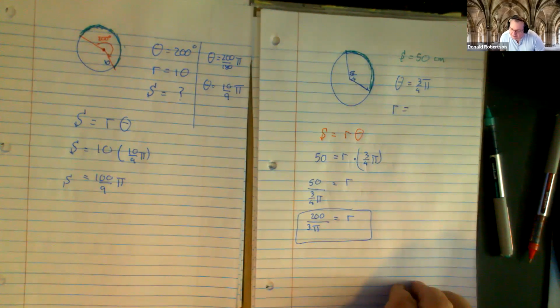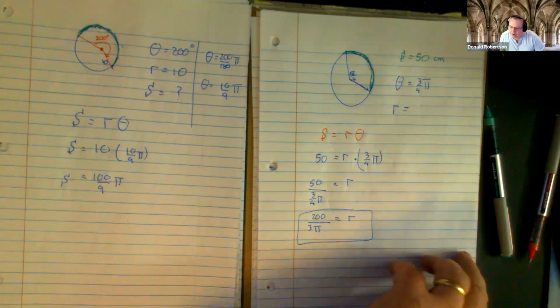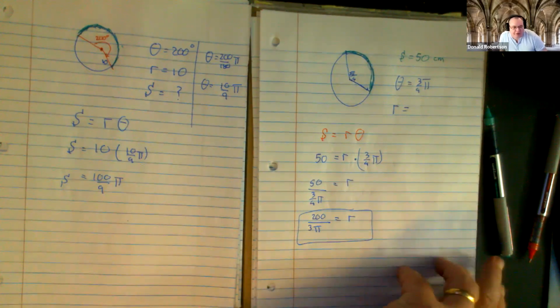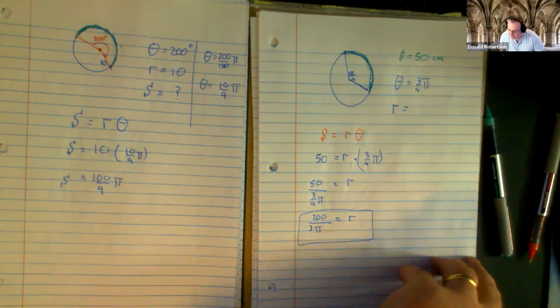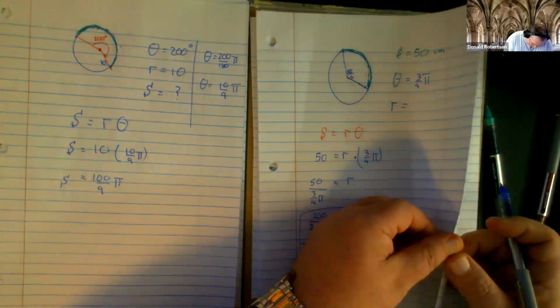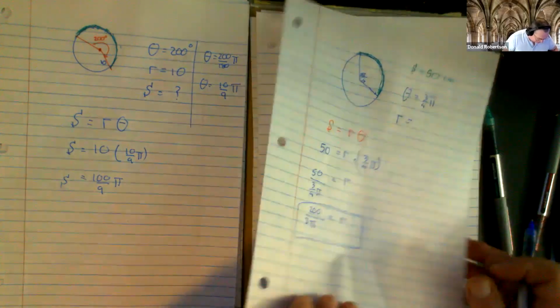So far, so good. So if I give you any two out of the three, can you figure out who the third one is? Using this as your starting formula and then just solving it. So let's do an application of that.